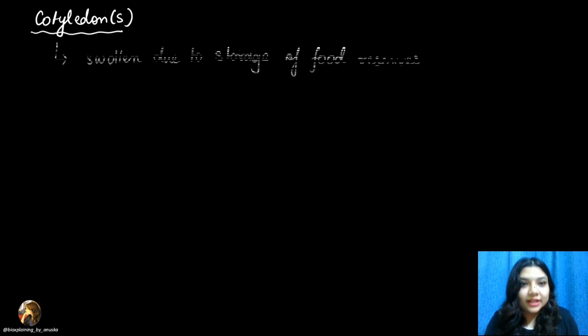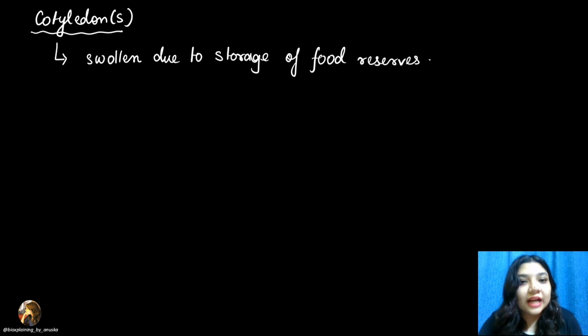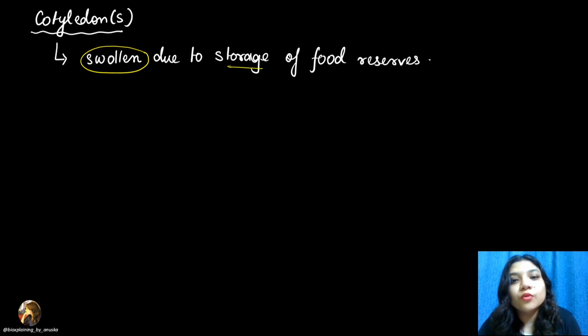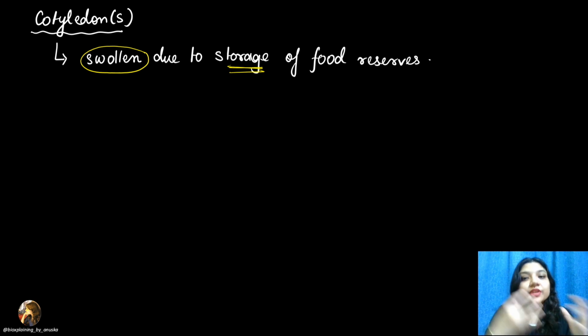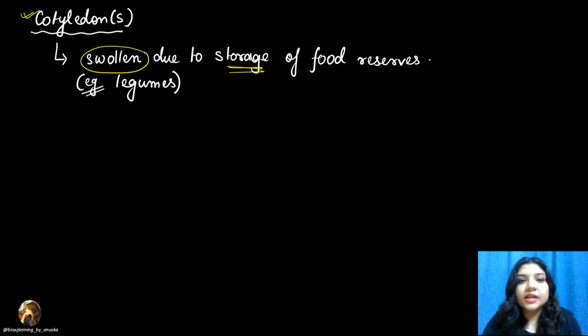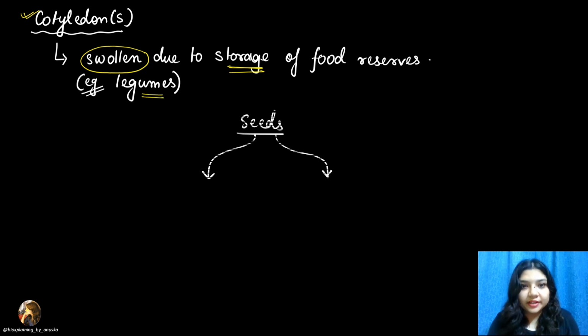Now what are the cotyledons? These are certain kinds of swollen structures which have stored food in them, right? When the seed is developing, while it's growing or it has to germinate, it requires a food reserve. It requires a source of food. So what is that source? That is the cotyledon. The cotyledon is swollen, meaning it's thick because of the food it stores. Okay? Examples, you can find in legumes.